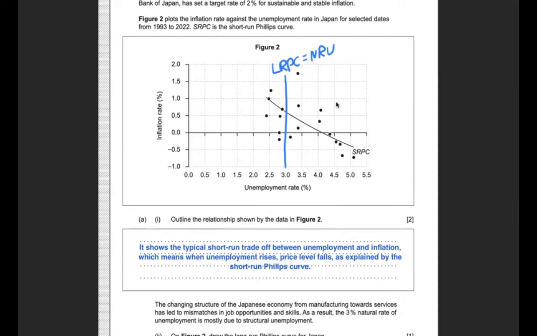I already did that, so let me give you a more detailed explanation of why it is vertical. Theoretically, in the long run, the market adjusts to the price changes and prices become fully flexible. So there is no more trade-off between inflation and unemployment. So the long-run Phillips curve becomes vertical at the 3% natural rate of unemployment.